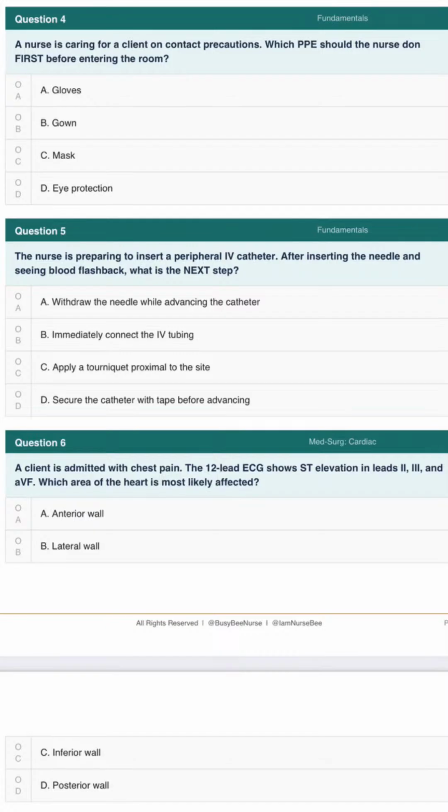Number 4, a nurse is caring for a client on contact precaution. Which PPE should the nurse don first before entering the room? We have contact precaution, we have airborne, we have standard precaution, we have a lot of precautions. Now, your patient is on contact, okay? What would you do first? Would you put on gloves first? Would you put on the gown first? Would it be your mask? Would it be eye protection? Which one would you do?